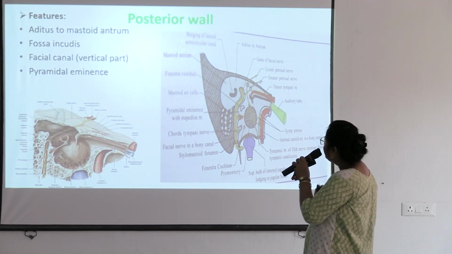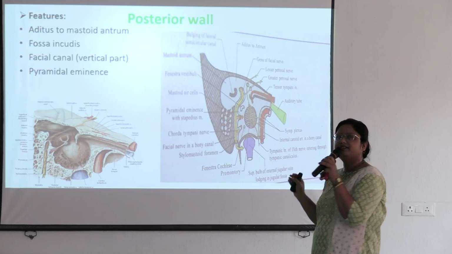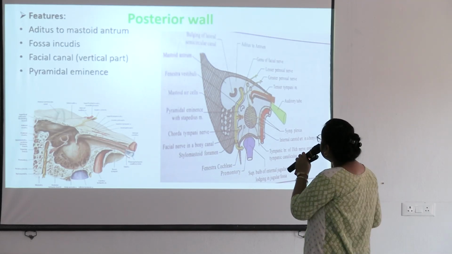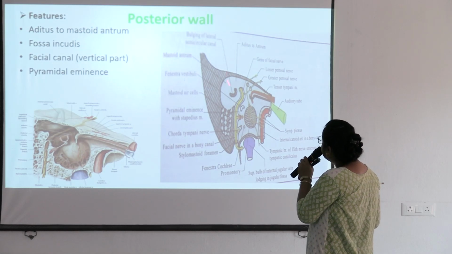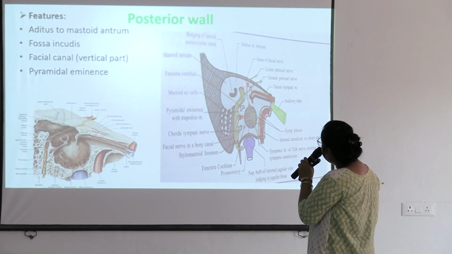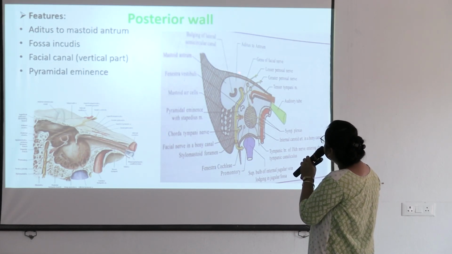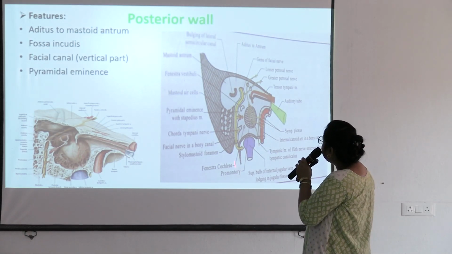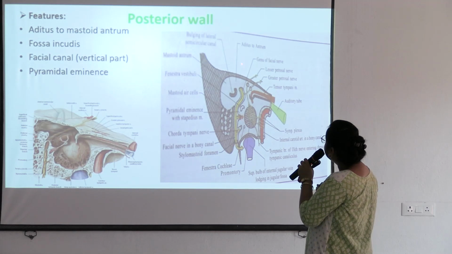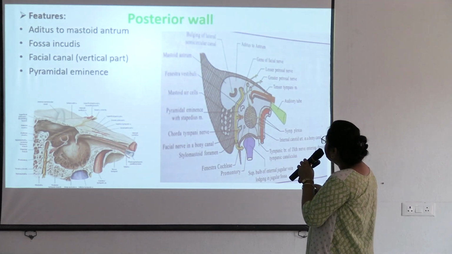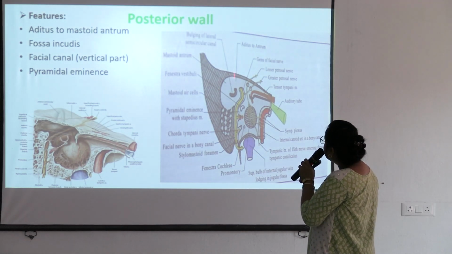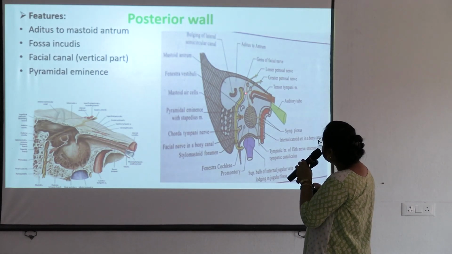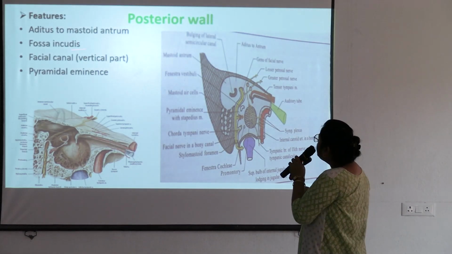In case of infection, this antrum and these air cells are filled with pus. Then you have to remove these parts. Okay, so this mastoid antrum is connected to the middle ear cavity via this passageway, and this is known as the aditus to the antrum. So this whole part is forming the posterior wall of the middle ear, and it is formed by the aditus to the antrum and the fossa incudis. It is a depression below this aditus, that is known as the fossa incudis.